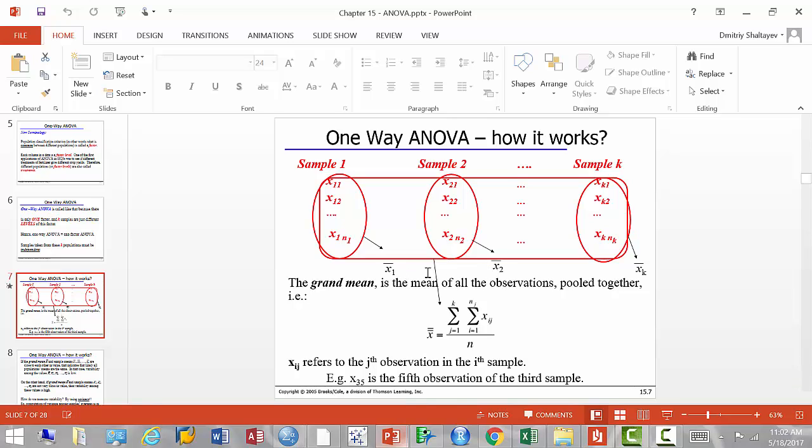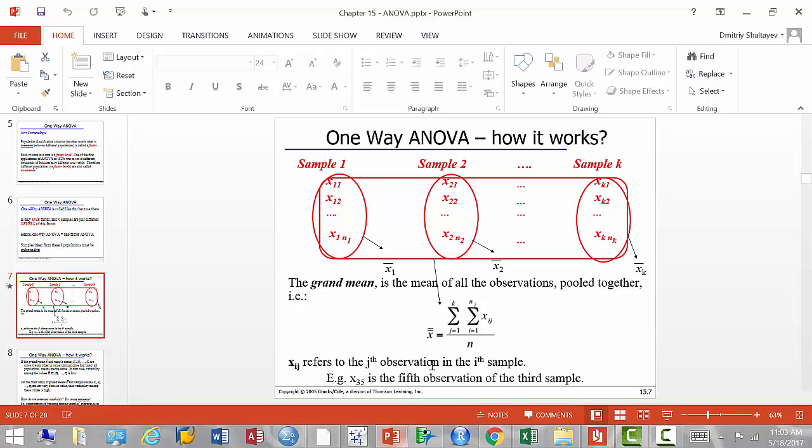So they're all close together, and if I combine all samples in one big super sample and compute the sample average for that super sample, I'm going to call it x bar bar, grand mean, so to speak, right? So if all of my samples or all of my populations have very similar, very closely located means, then x1 bar, x2 bar, xk bar, and also x bar bar will be close together, right? They'll all be grouped in the same location, approximately.